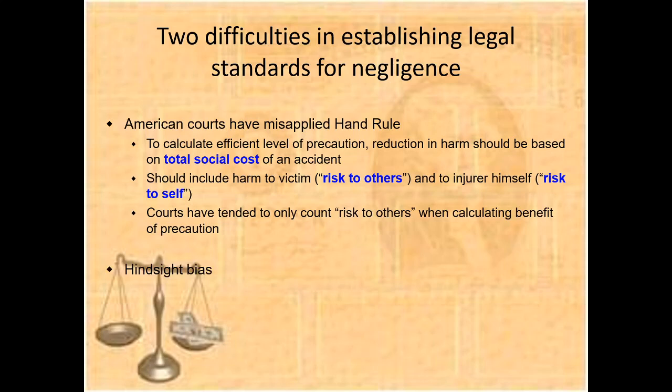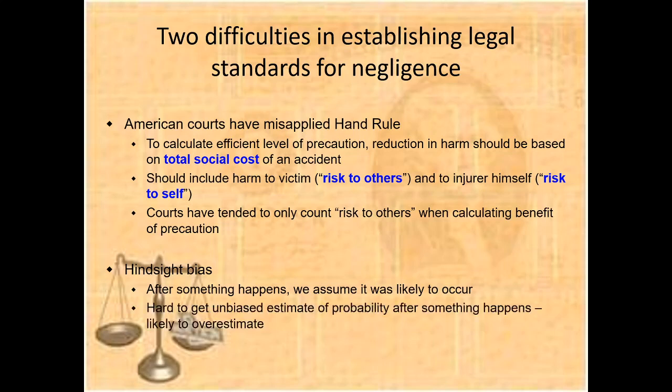So then there is also an issue of hindsight bias. That is, after something happened, we assume it is likely to occur. So if an incident happens, then we feel that okay, it's supposed to happen. But an incident is actually a result of so many issues. So that has to be evaluated, because it is hard to get an unbiased estimate of probability after something happens; we are likely to overestimate.